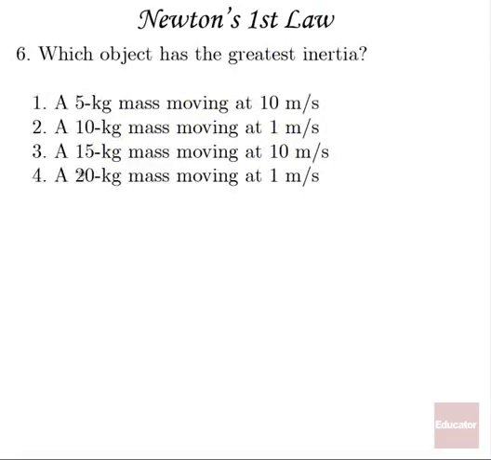Number 6, which object has the greatest inertia? Again, if you don't like the word inertia, write mass in there. Answer 4. Only one that has the most mass, 20 kilograms. All of this stuff about how fast they're moving doesn't make a difference.